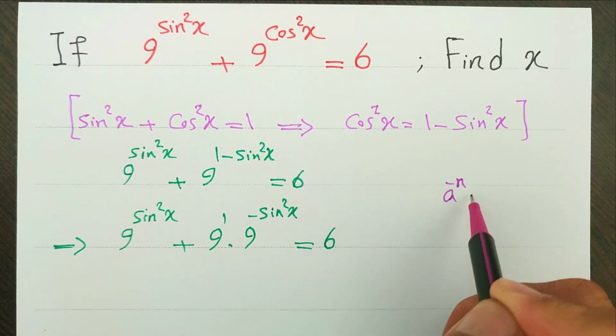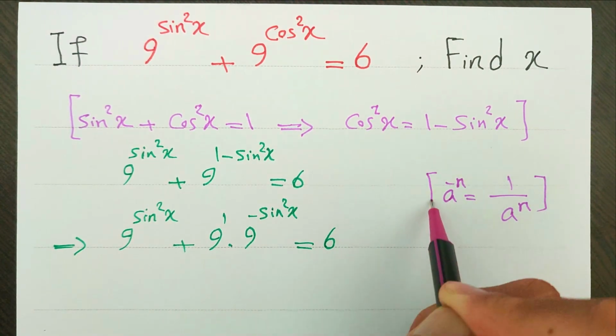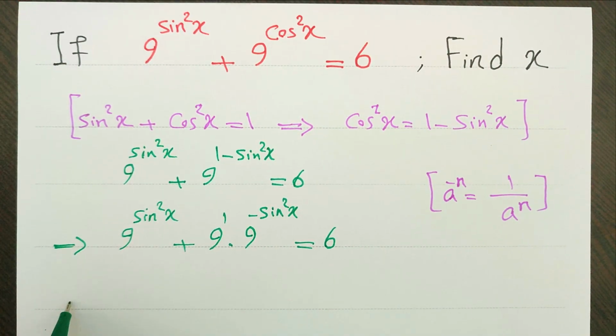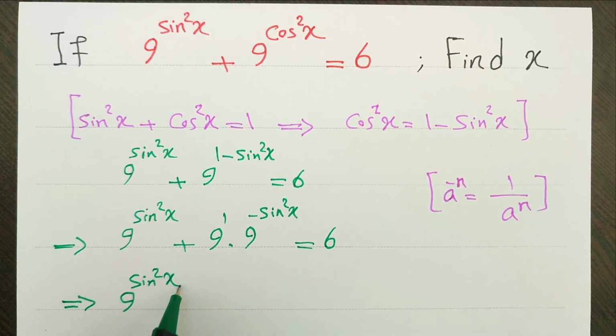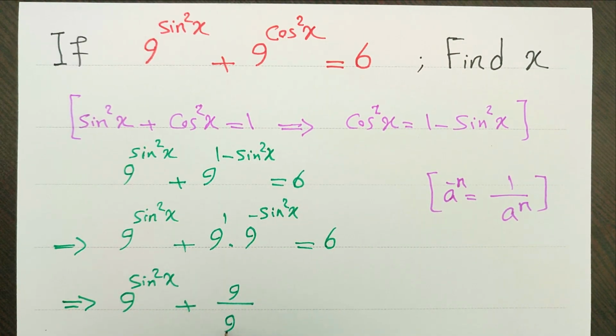Also, according to the inverse exponential identity, we know that a to the power of minus n equals 1 over a to the power of n. By using this identity, we have 9 to the power of sine squared x plus 9 over 9 to the power of sine squared x equals 6.